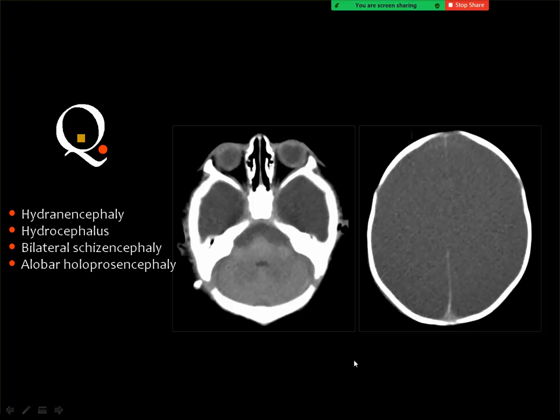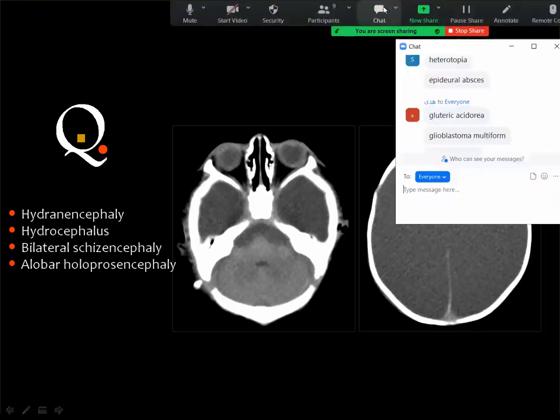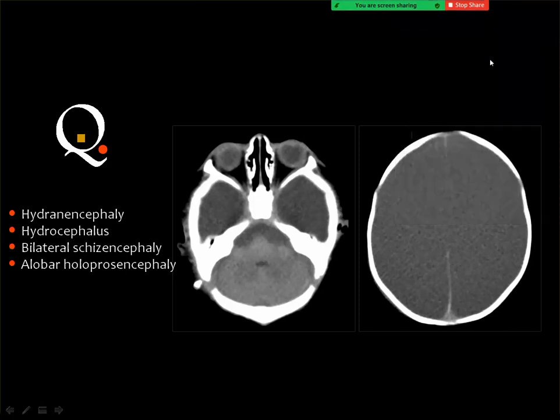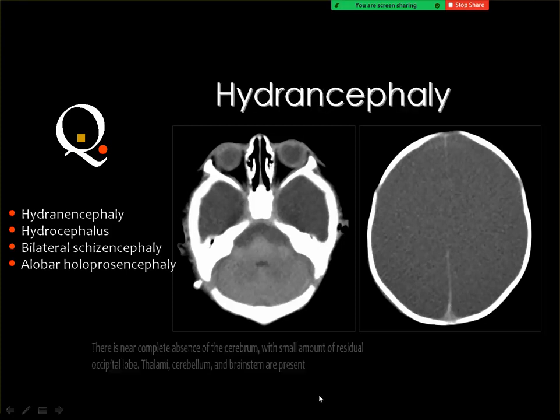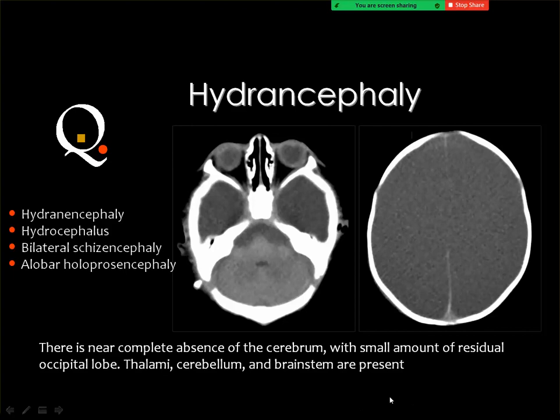Next case, there is some congenital abnormality in the brain, and these are the diagnostic possibilities: hydranencephaly, severe hydrocephalus, bilateral schizencephaly, alobar holoprosencephaly. Yes, and this is hydranencephaly because of the presence of the falx, which is one of the best indicators for this diagnosis, which is hydranencephaly.